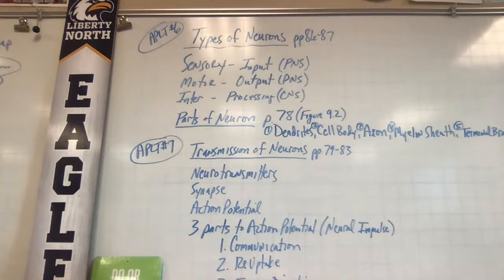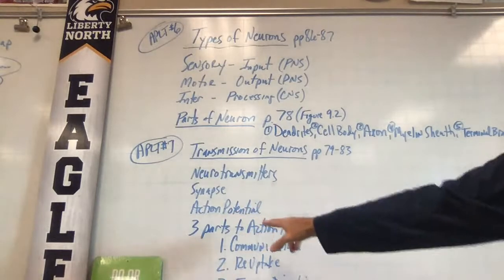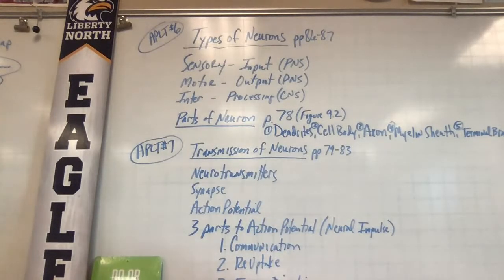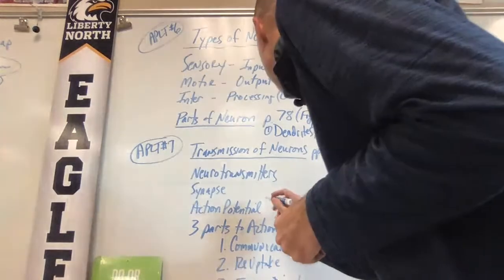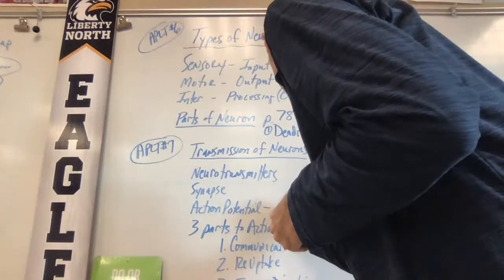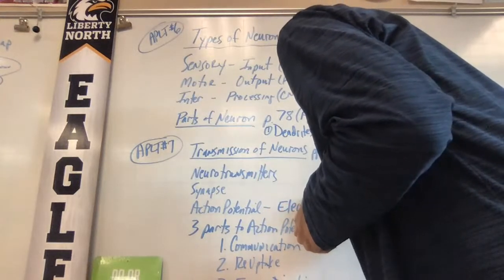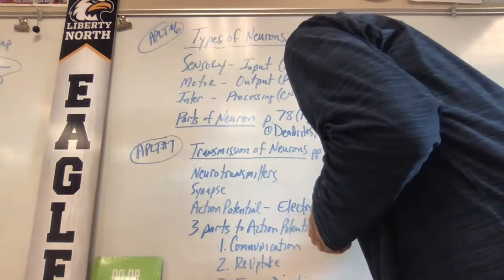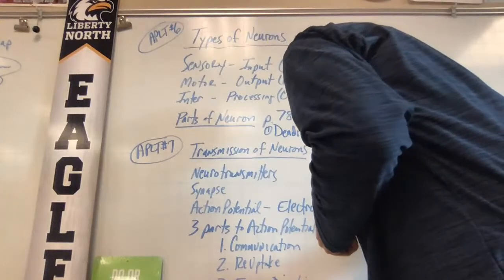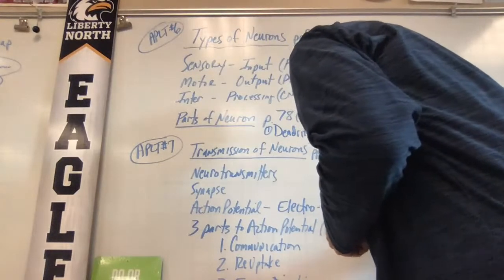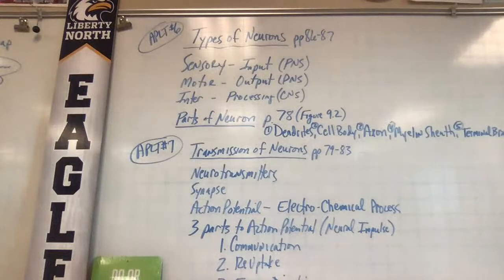And the term that refers to a neural impulse, or a neuron firing or delivering neurotransmitters, is called an action potential, okay? And this is an electrochemical process. Okay, which I didn't have on there, all right?